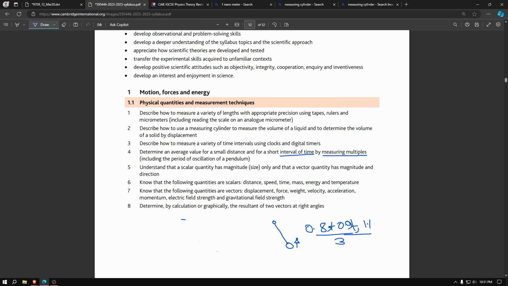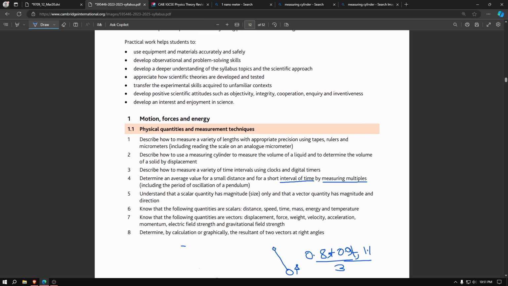Moving on. So yeah, this is what I mean by average value: measuring multiples, for time and distance both.